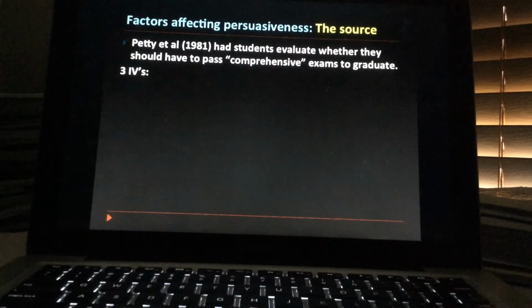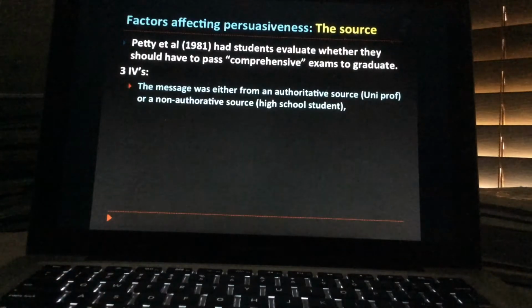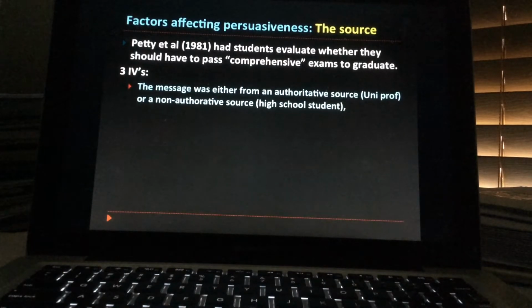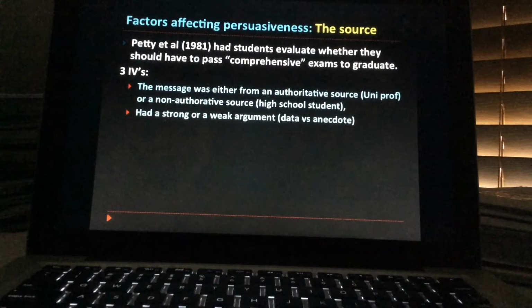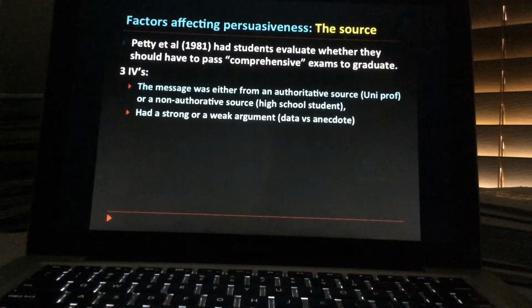These guys had 3 independent variables. They experimentally manipulated each of them. They either said that the source came from an authoritative figure or a non-authoritative figure. In this case, the source either came from a university professor that said it was going to be necessary to do this to make the quality of the degree more worthwhile, or it came from a non-authoritative source, just a fellow colleague that was also a high school student. They also manipulated the strength of the arguments. They had a strong or a weak argument.